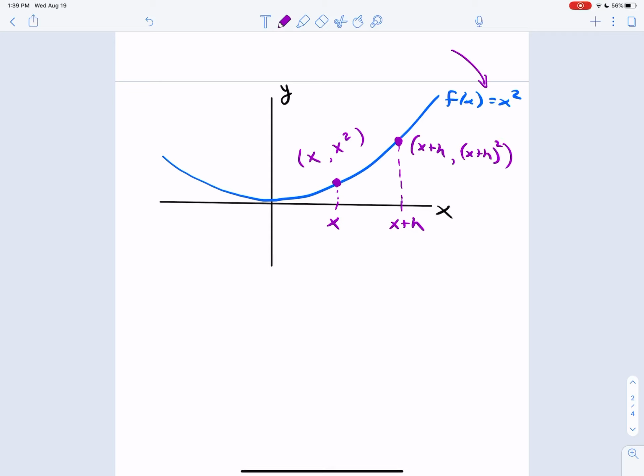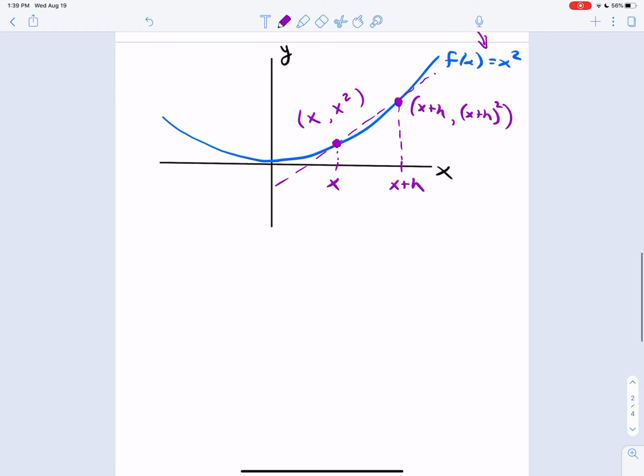And with 2 points, I can always create a line. More specifically, a line that intersects a curve twice. We call that a secant line. And with a secant line, we could always find the slope, also known as the average rate of change. Okay, so here we have 2 points, (x comma x squared) and (x plus h, comma x plus h quantity squared).